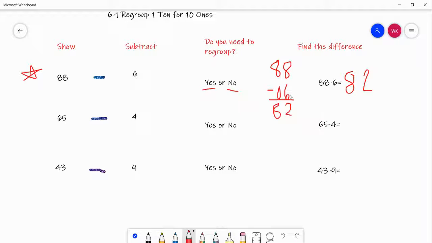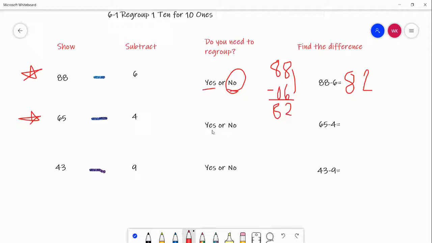And you did not need to regroup because you could subtract 8 minus 6 because 8 was a bigger number. So it says, do you need to regroup? And our answer was no. Let's go ahead and go on to our next one, 65 minus 4.